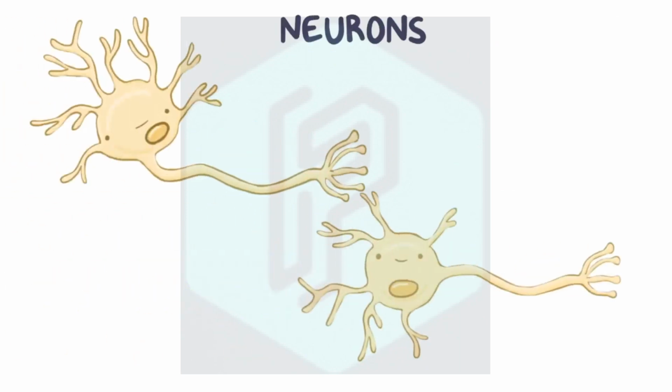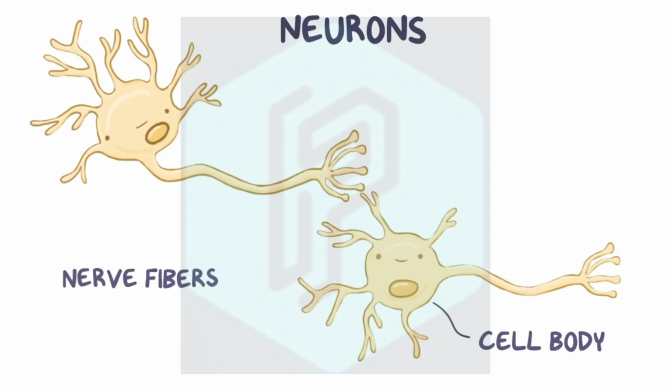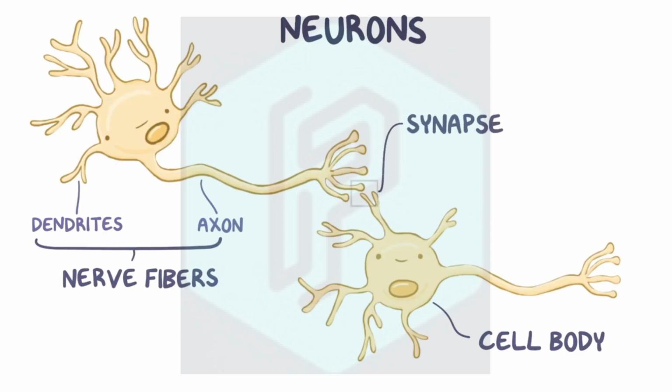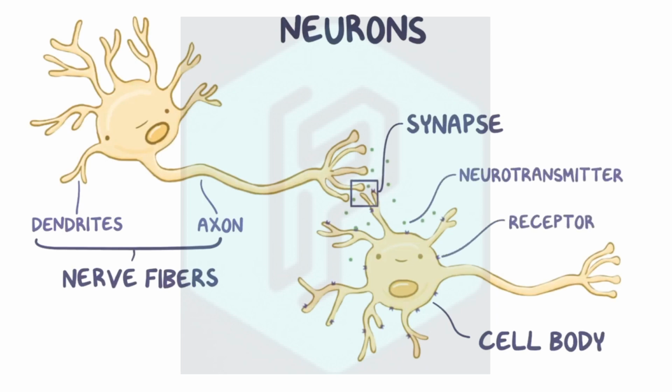Now, neurons are the main cells of the nervous system. They're composed of a cell body, which contains all the cell's organelles, and nerve fibers, which are projections that extend out from the neuron cell body. Nerve fibers are either dendrites that receive signals from other neurons, or axons that send signals along to other neurons. Where two neurons come together is called a synapse, and that's where one end of an axon releases neurotransmitters that bind to receptors present on the cell membrane of the dendrites or the cell body of the next neuron in the series.